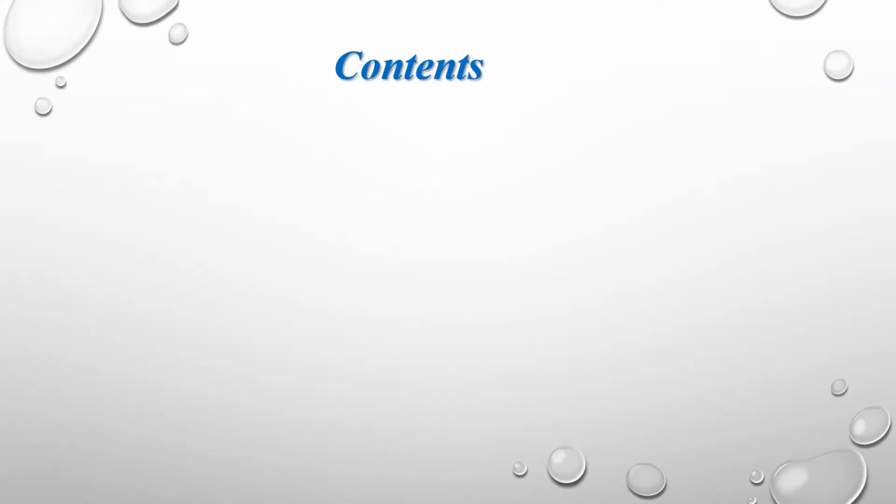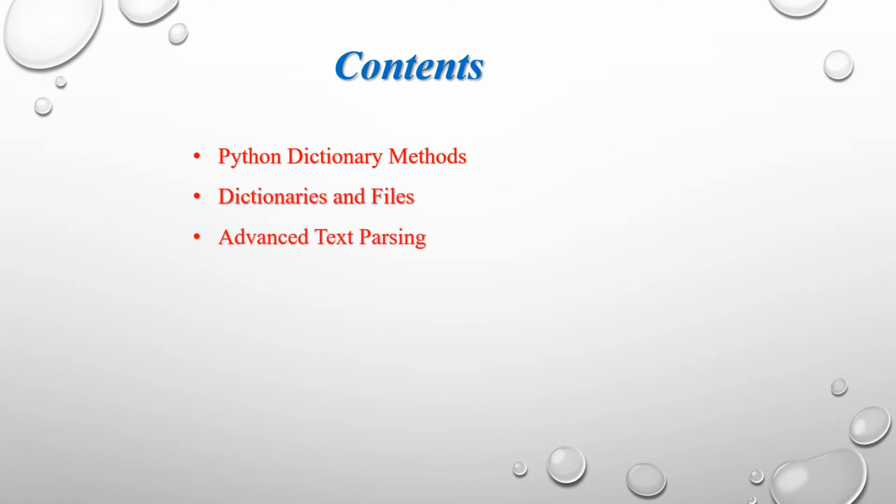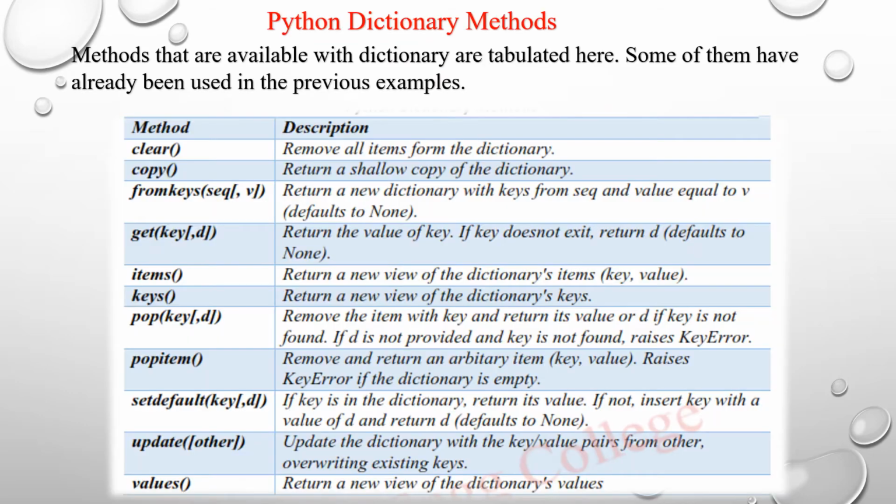In this video, we are going to discuss Python dictionary methods, dictionaries and files, and advanced text parsing. The methods that are available with dictionaries are tabulated here. Some of them have already been used in the previous example. For example, the method clear removes all the items from the dictionary.